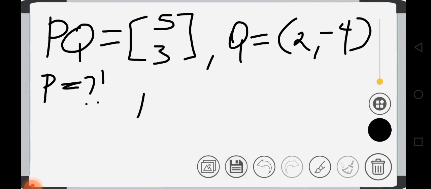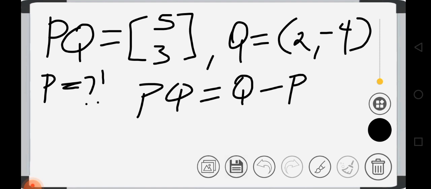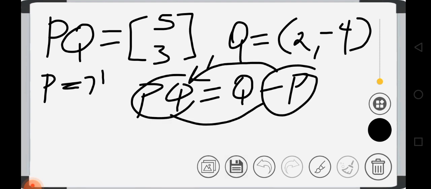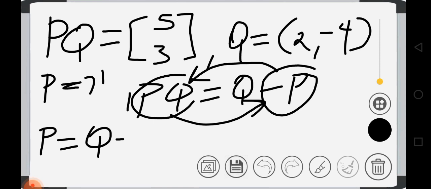So remember PQ is equal to Q minus P. I don't know if you can remember that. It is this minus this. Such that P now, if you move P to this side and I move this one to this other side, we are going to have something like this. P will become plus if you come to this side. Then Q minus PQ. So that will be equal to.